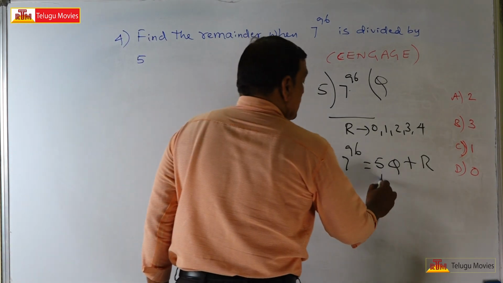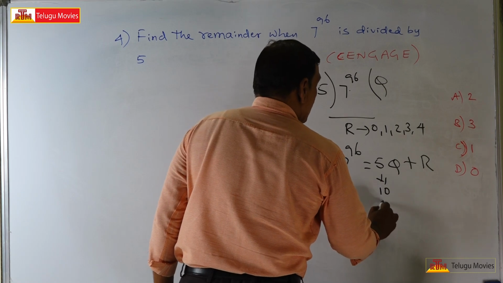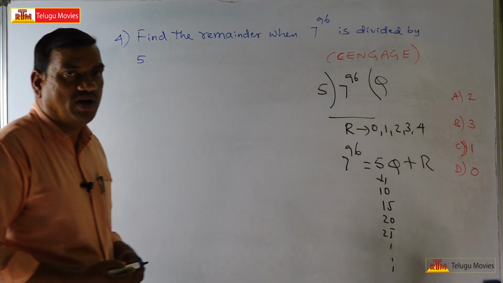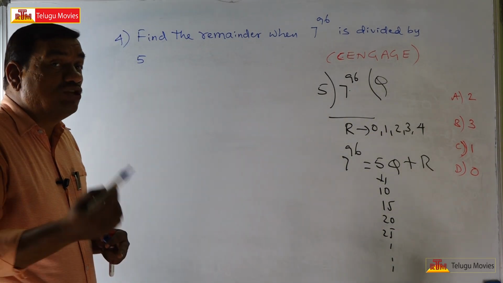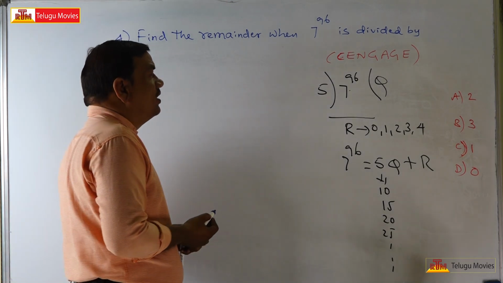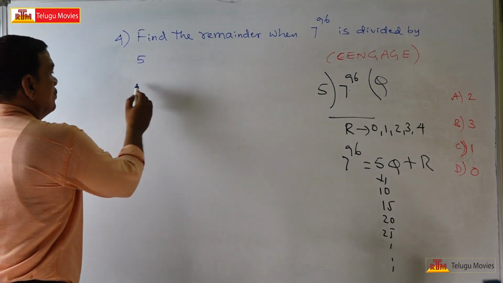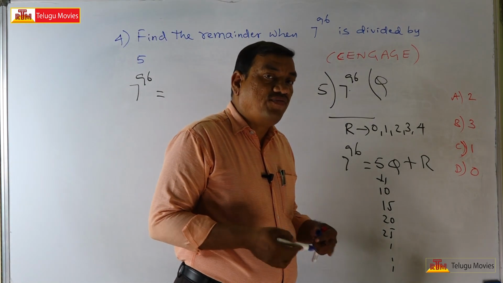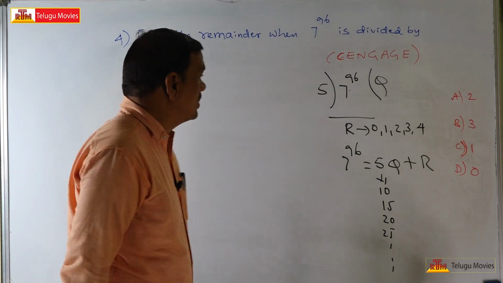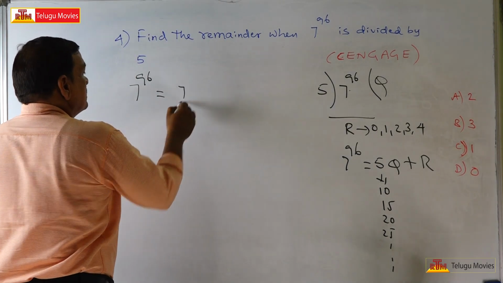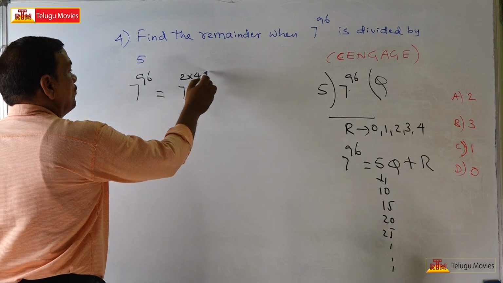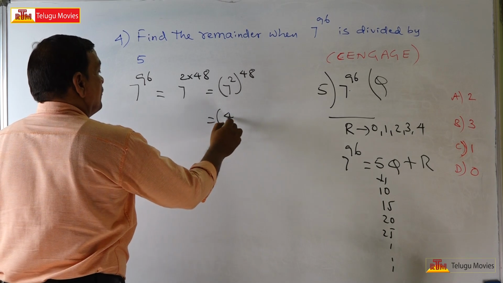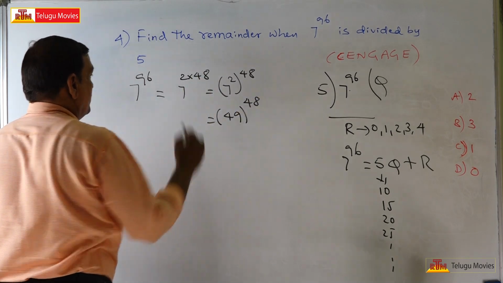So here, the divisor part should be either 5 or 10 or 15 or 20 or 25, and so on, multiples of 5. Not only 5, multiples of 5 are also no problem. Then how to proceed? This is equal to 7 power 96. Concentrate on those multiples of 5 or 10 or 15. So this can be written as 7 power 2 into 48, that is 7 squared whole power 48. This is 49 whole power 48.